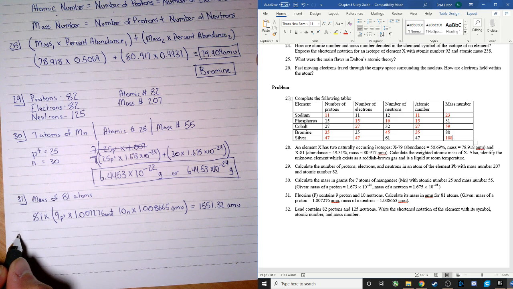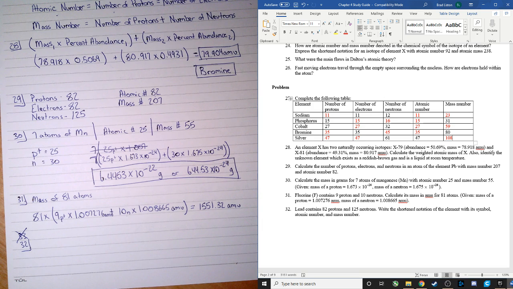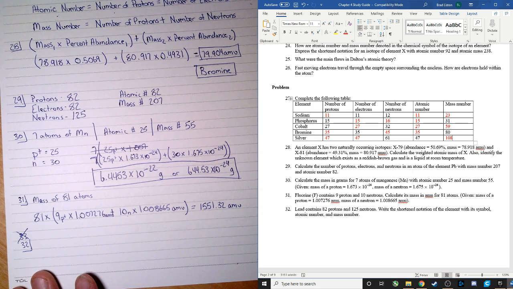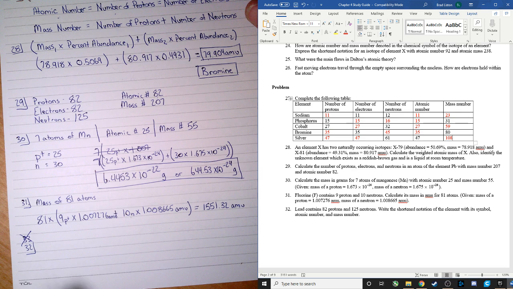And then number 32 here. Oh, not 33, 32. How about that? Didn't need the calculator over there. Lead contains 82 protons and 125 neutrons. Write the shortened notation of the element with its symbol, atomic number, and mass number.